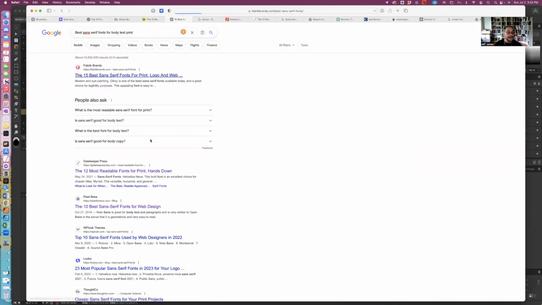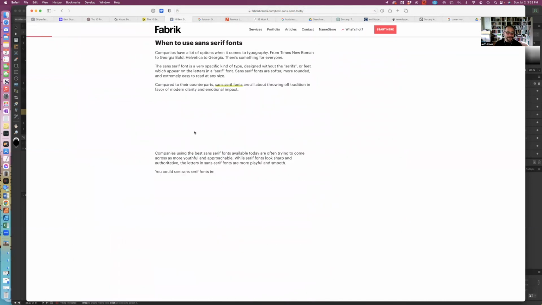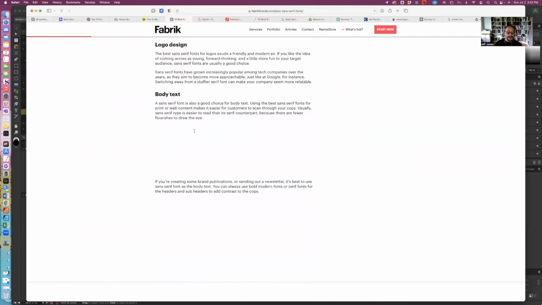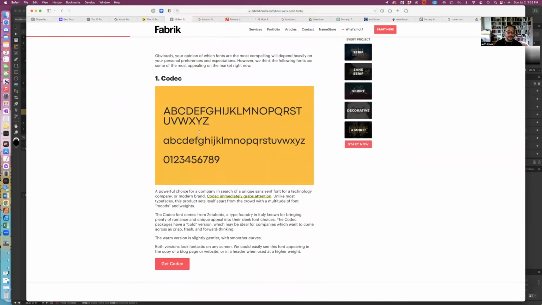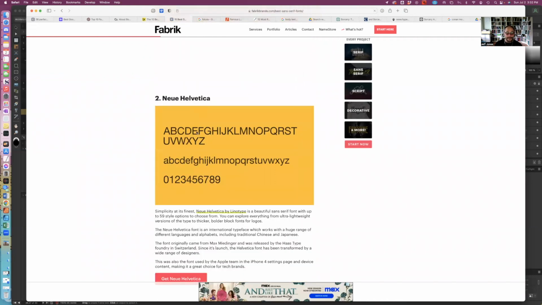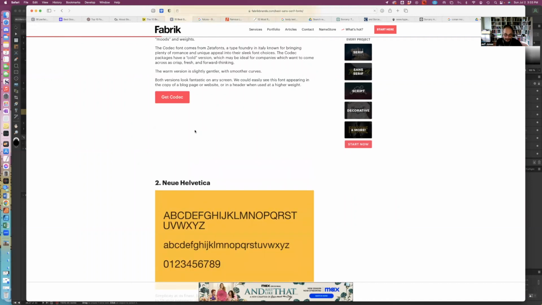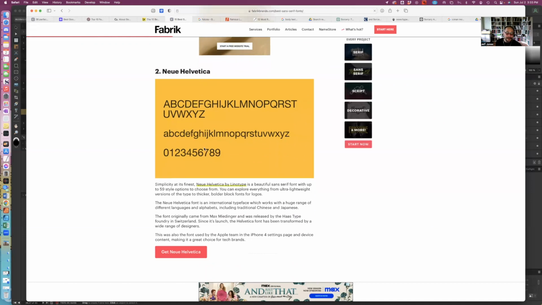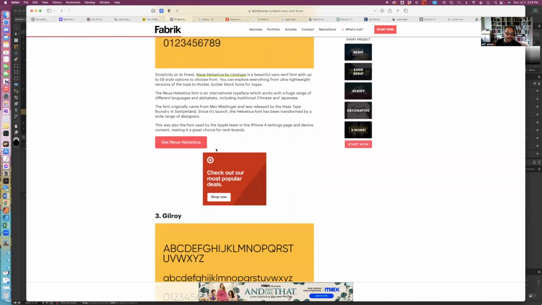Oh, here we go. Somebody's providing this for us. Codec, Helvetica, and Helvetica is very traditional. This one's a different version of Helvetica. A lot of people kind of eschew that one because of its popularity, but it's a solid font.